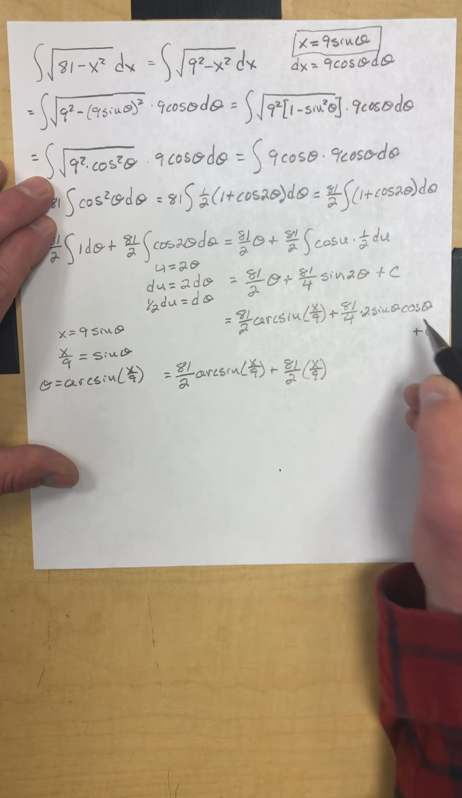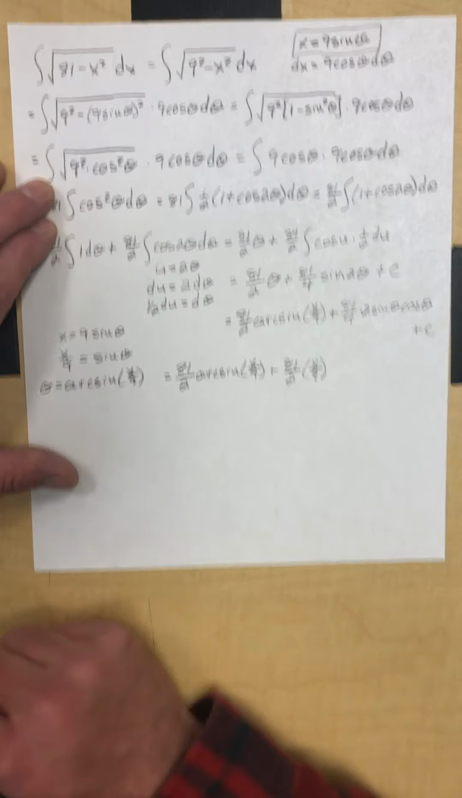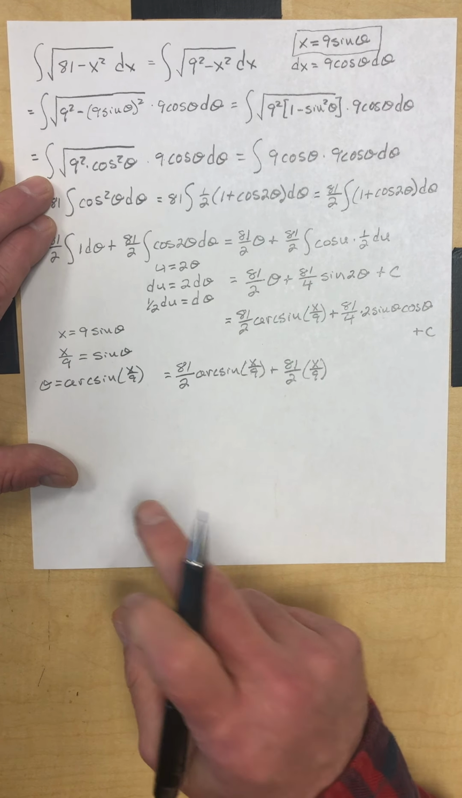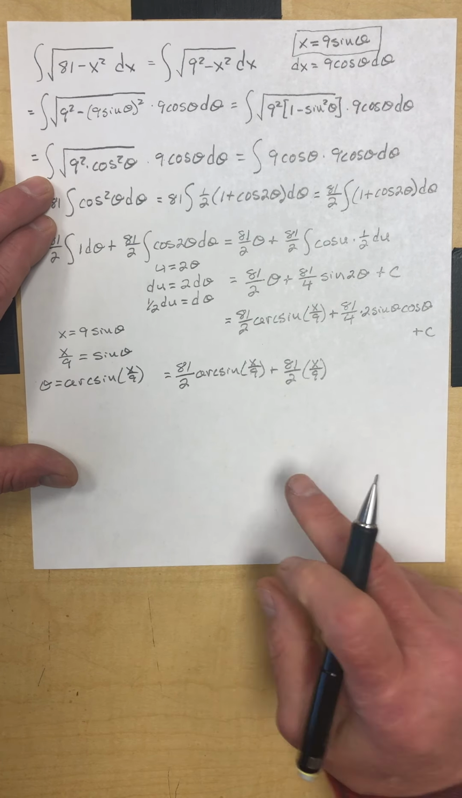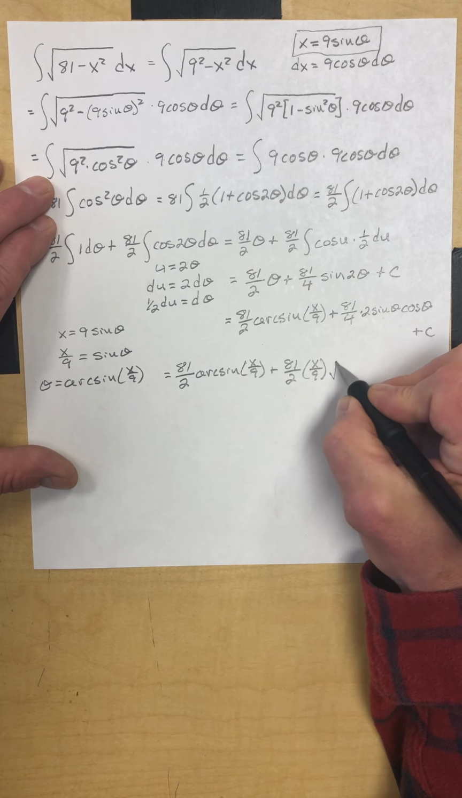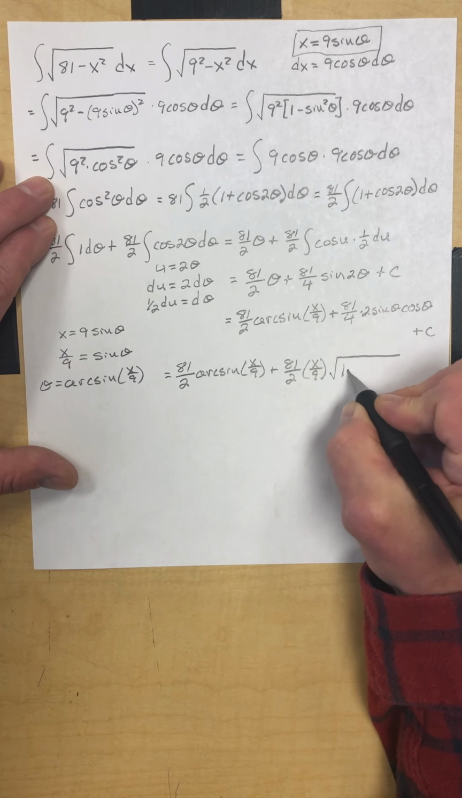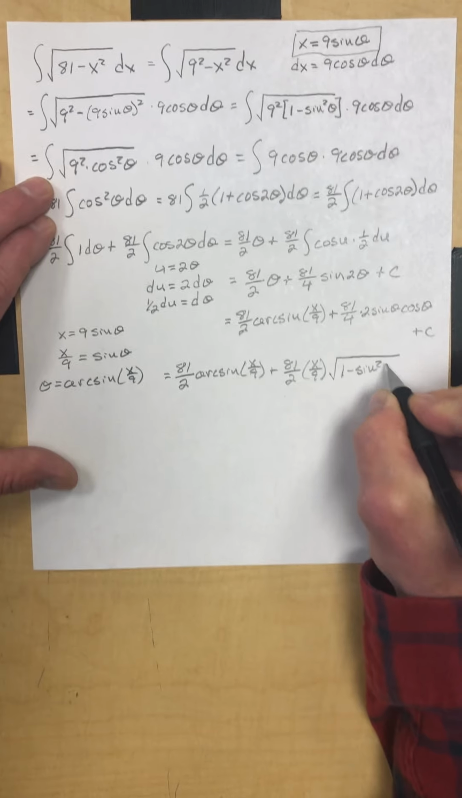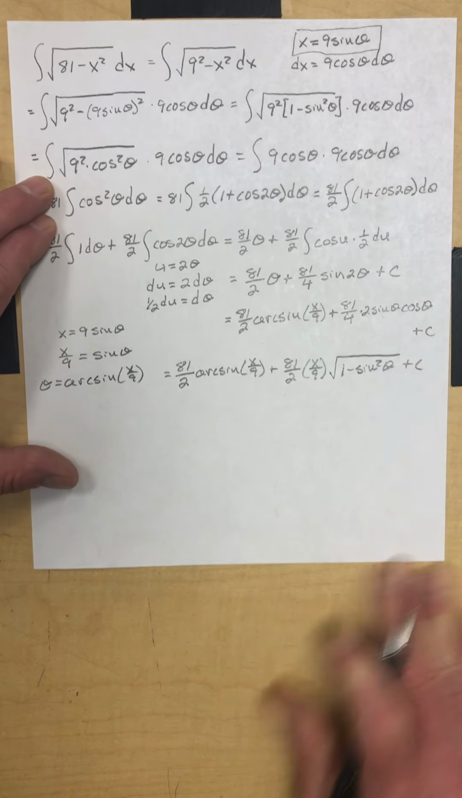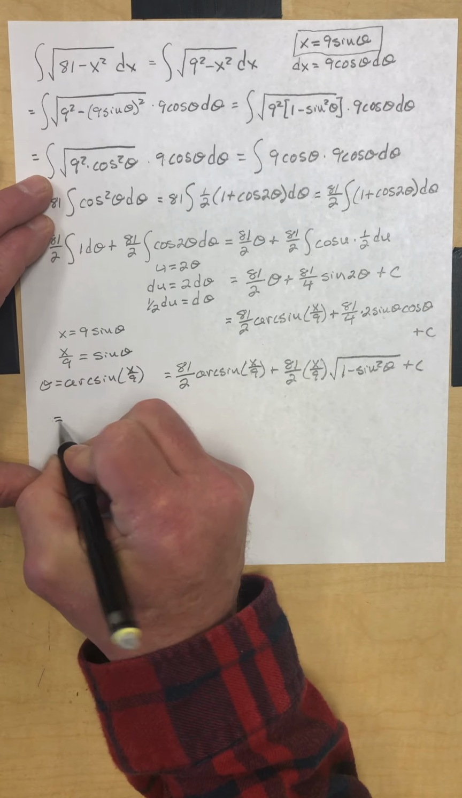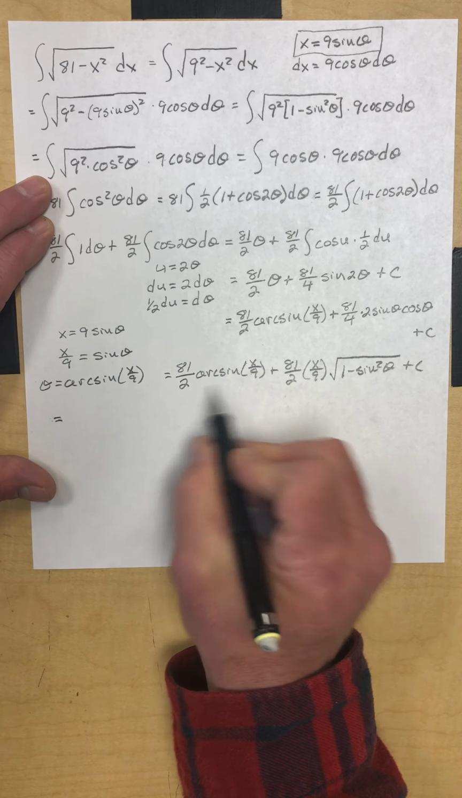Okay, and then I have cosine theta. All right, well, let's see. Cosine squared is 1 minus sine squared theta. So cosine would be the square root of 1 minus sine squared theta. Okay, we're going in the right direction. Okay, again, this part of it's done.